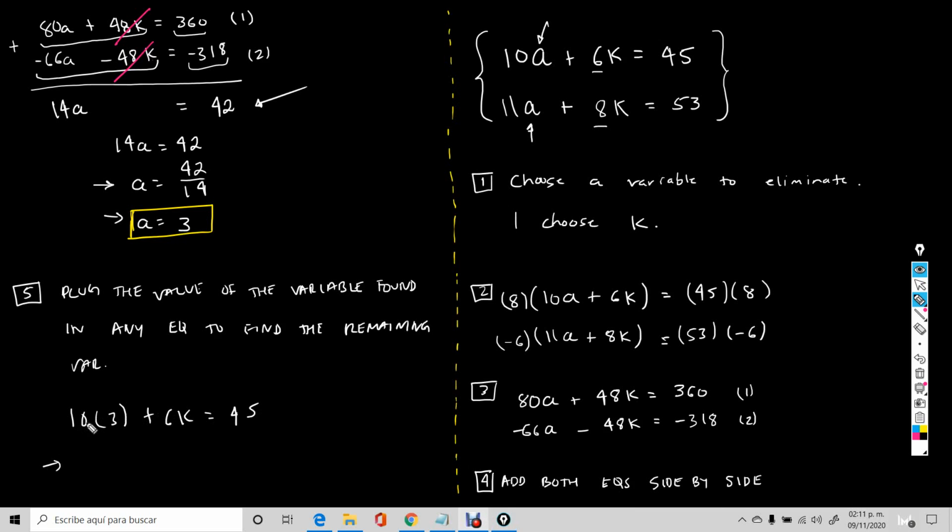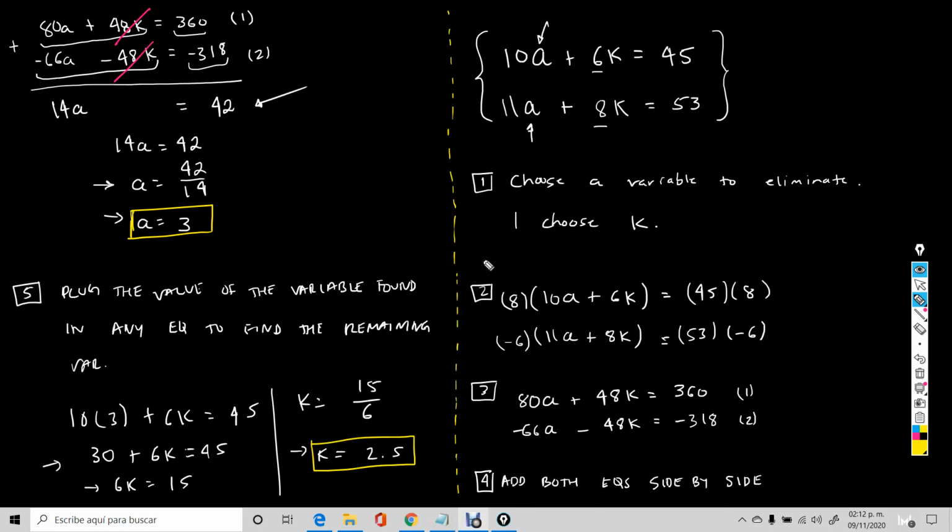And the rest is very easy, right? 10 times 3, that's 30, plus 6k equals 45. And then we have 6k equals 45 minus 30. We have 15, right? And finally, k will be equal to 15 over 6. How much is that in decimals? We have 2.5. K equals 2.5. And that's my other variable.